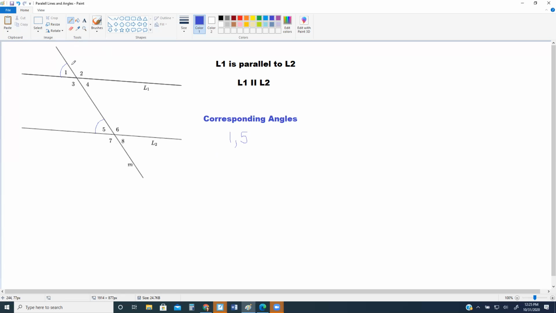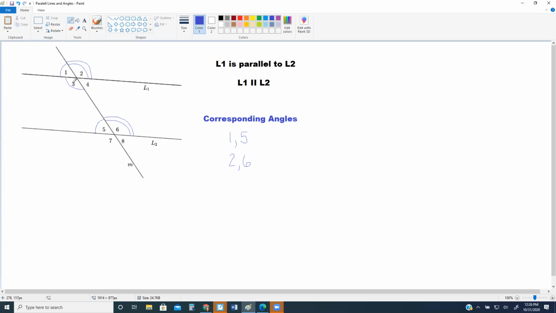Okay, let's look at angle 2. If we translate angle 2 down, it is angle 6. Are they congruent? Heck yeah, they're congruent because they're corresponding angles. So we have angle 2 and angle 6. I could write 6 first, it means the same thing, but I wanted to write 2 first.